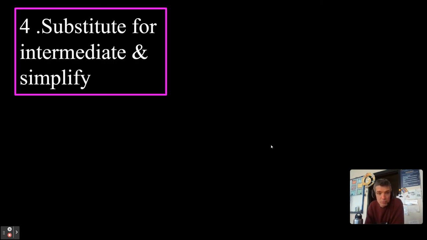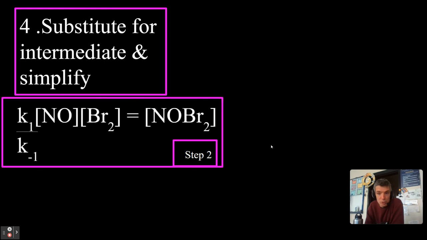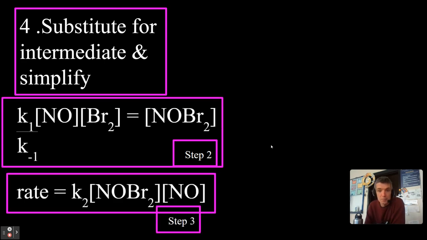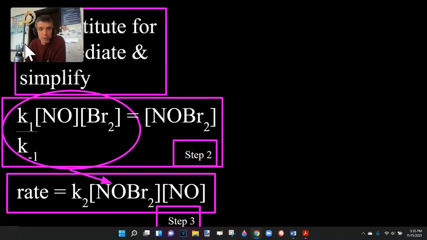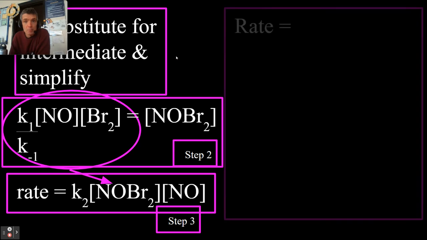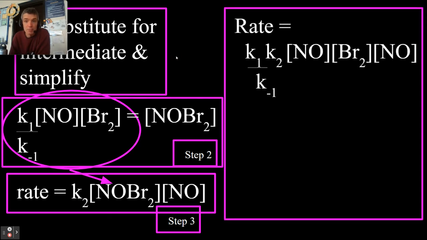Now the fourth step is to combine the two prior steps, where I'm going to take my intermediate that I solved for, and I'm going to substitute it in and make a rate law equation that lacks the intermediate. So I take this and I substitute it in, and then I would simplify it.